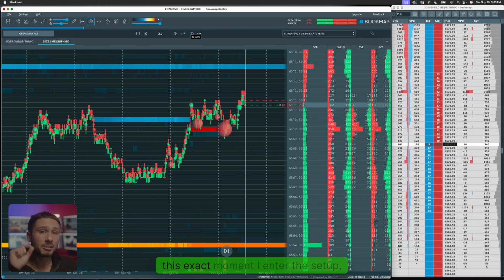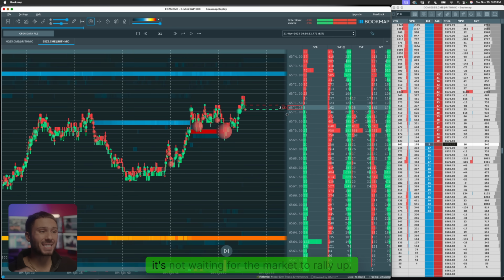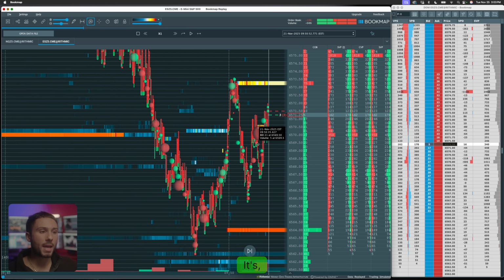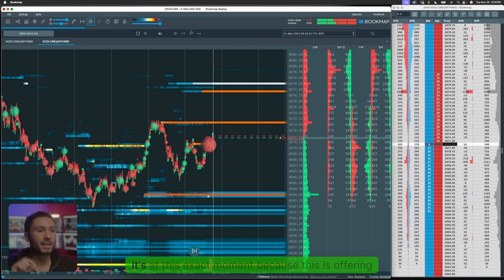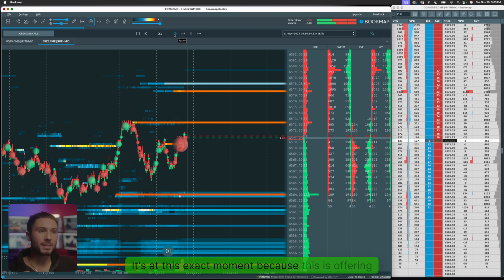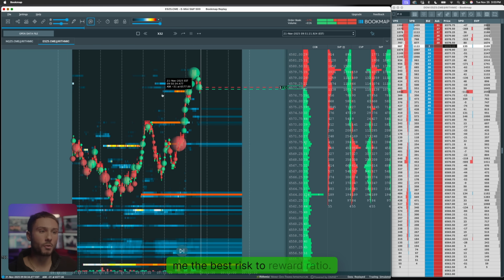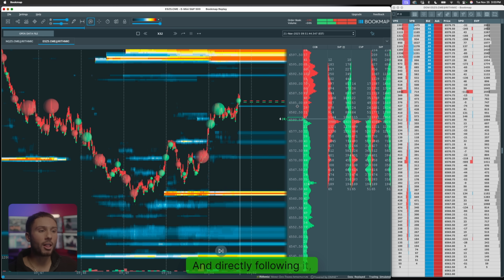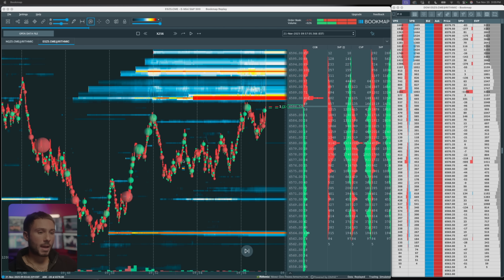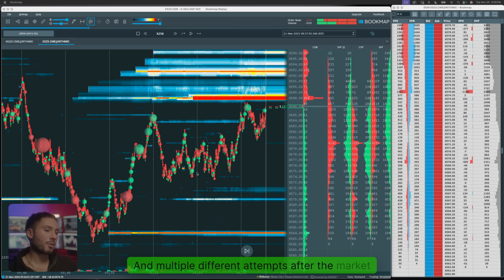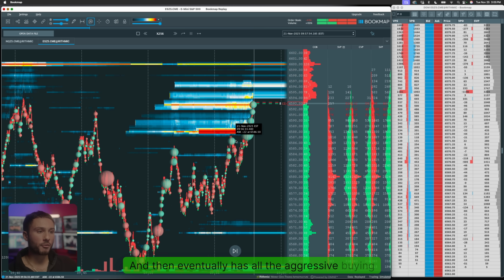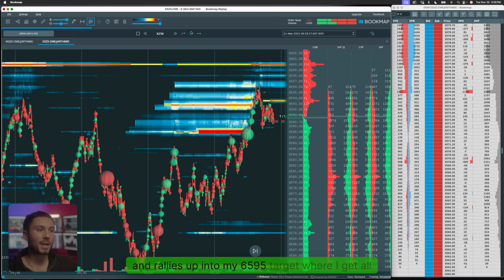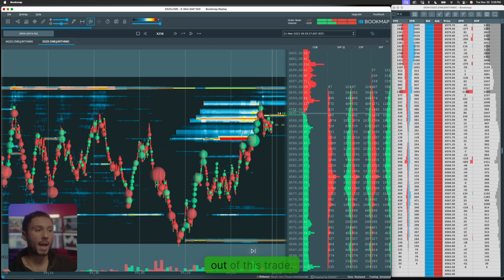At this exact moment, I enter the setup. It's not waiting for the market to rally up. It's not waiting for buyers to aggressively lift it higher. It's at this exact moment because this is offering me the best risk to reward ratio, and directly following it, right? The market rallies in multiple different attempts after the market supports 65.75 pretty much perfectly, and then eventually has all the aggressive buying and rallies up into my 65.95 target where I get all out of this trade.